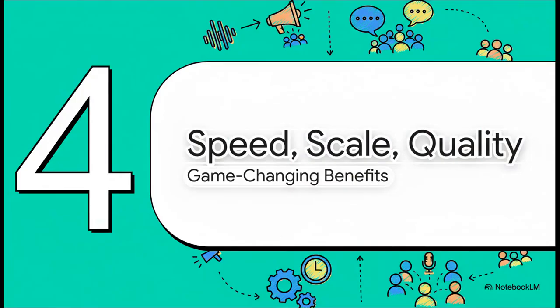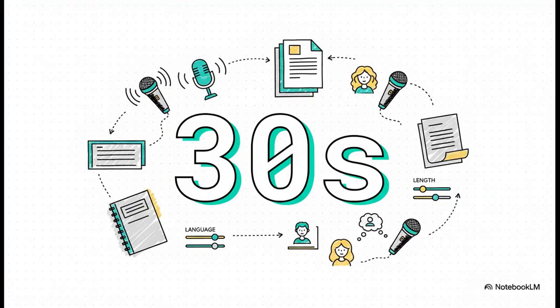So what does this all actually mean for how you work? Well, it boils down to 3 huge benefits that completely change the game. We're talking incredible speed, effortless scale, and consistent professional quality. Let's talk about speed for a second. How long does it take to generate a brand new custom audio version in a different language and a different tone? About 30 seconds. That's it. Just think about the hours you'd spend recording and editing just one version the old way.